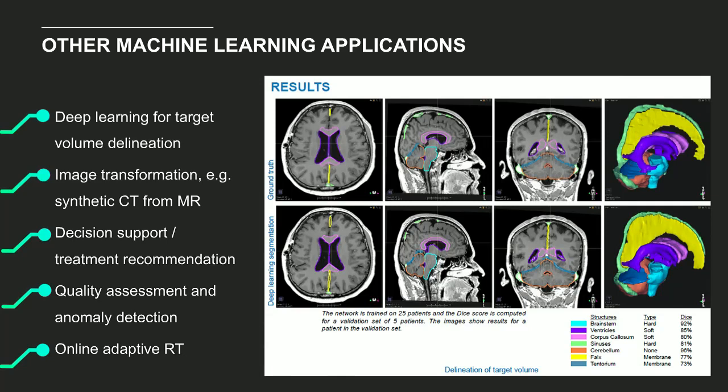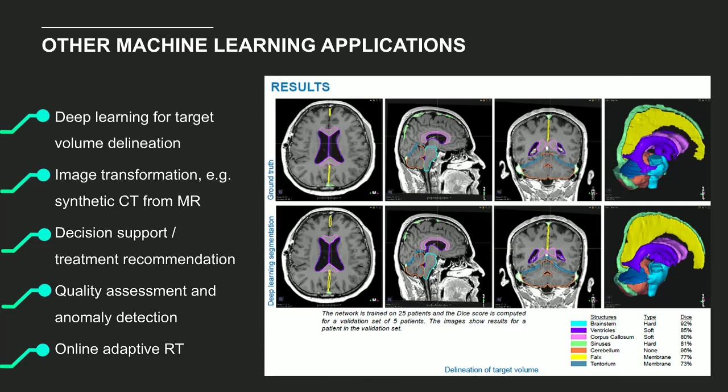It's deep learning for target volume delineation. The image here is from an AAPM poster that we presented. It's a collaboration with MGH, where we use deep learning to delineate different parts of the brain, and then we can generate the target volume from this. And this is a full 3D approach where we have 2 MR sets and 1 CT set. We have also applied machine learning to generate synthetic CT from MR.